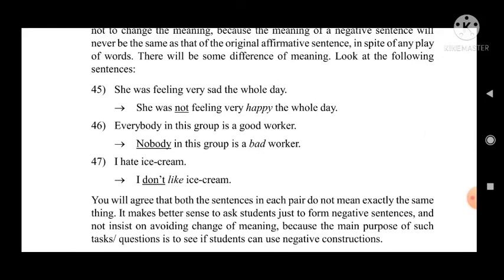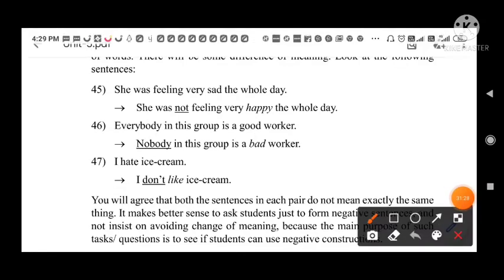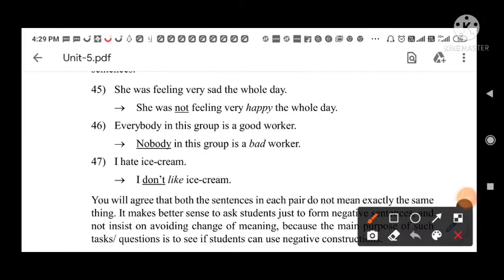She was feeling very sad the whole day. She was not feeling very happy the whole day. Here the meaning is the same, okay. She was feeling very sad. Here we use very happy, but in the negative we use she wasn't feeling very happy the whole day.